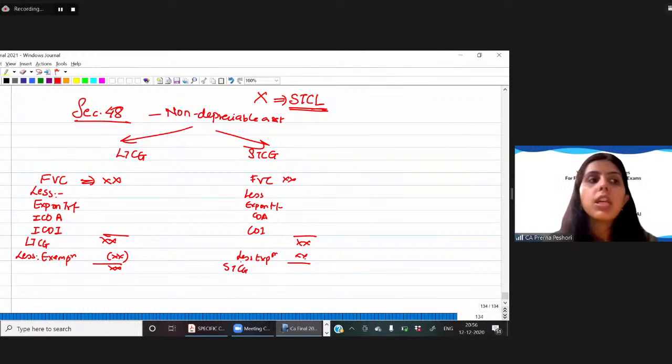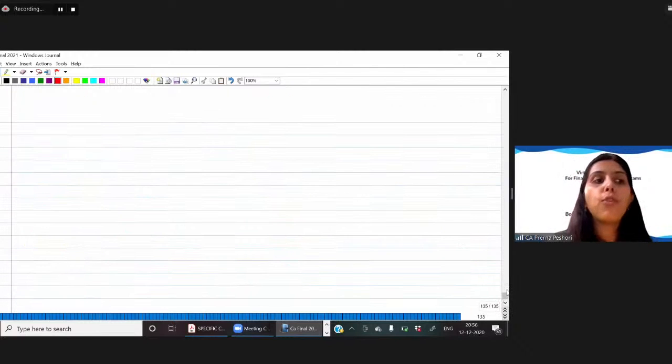Clear? Now, there are different provisos to section 48, which talks about the computation.